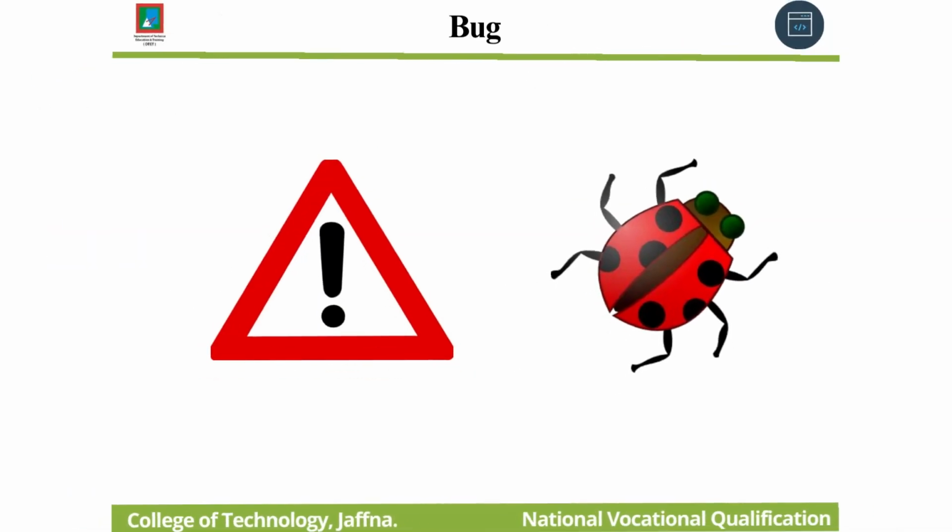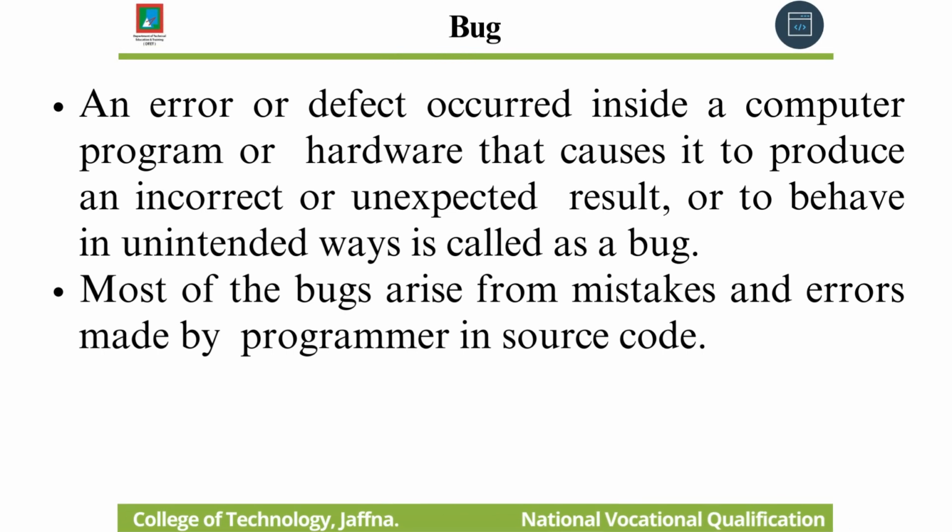Bug. An error or defect in a computer program or hardware that causes it to produce an incorrect or unexpected result, or to behave in unintended ways, is called a bug. Most of the bugs arise from mistakes and errors made by the programmer in source code.